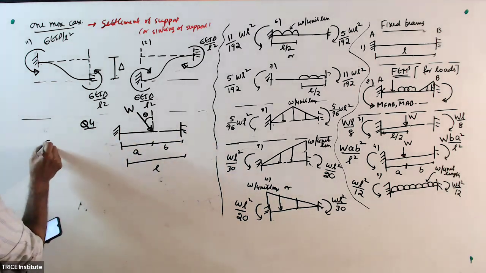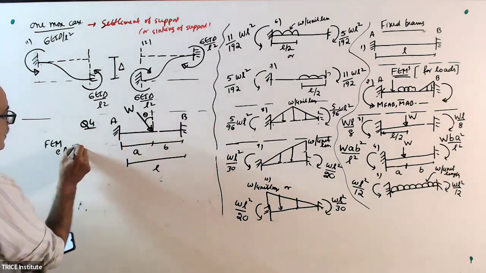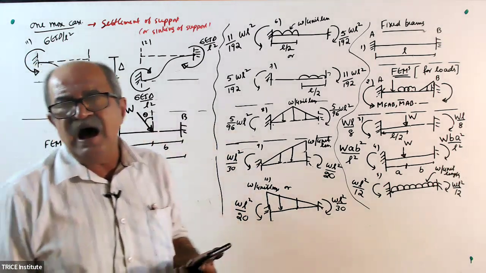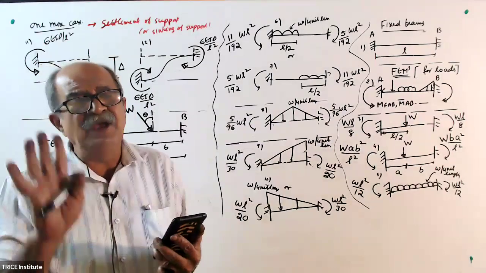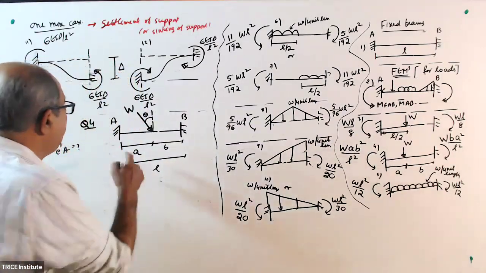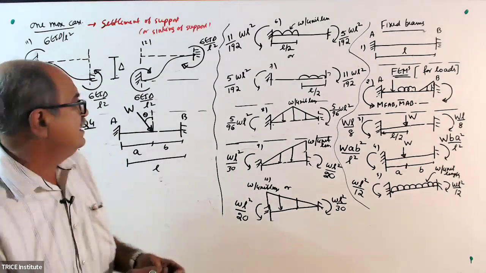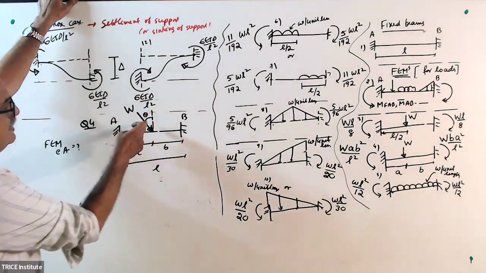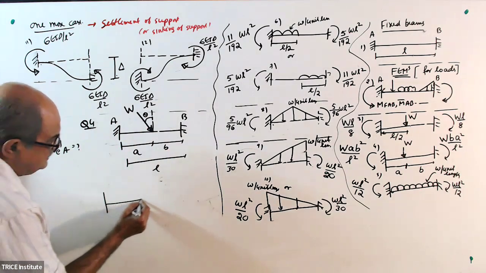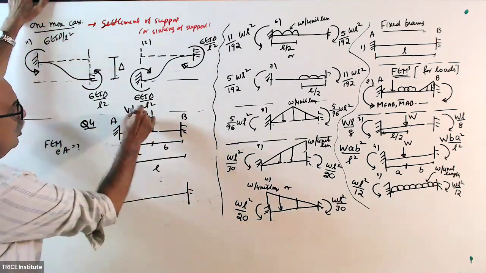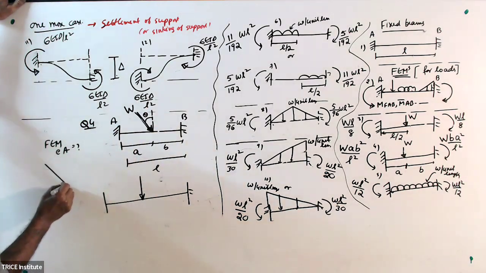See, they want fixed end moment at A. In the previous question, if they ask FEM at B, answer is 10 into 3 into 2 square by 5 square. Now they want FEM at A. First you write the question. Option you will see later. Now, remember, this is an inclined load. Tell what you have to do. If inclined load is there, first you have to resolve the load. This load will have a vertical downward component.